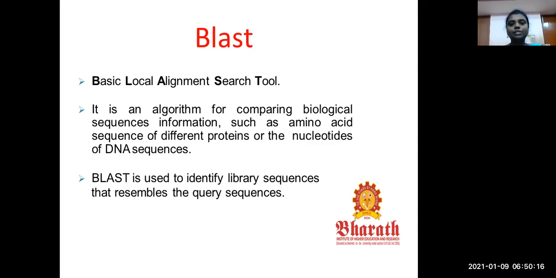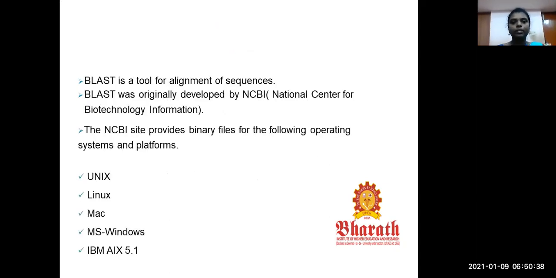BLAST expansion is the Basic Local Alignment Search Tool. It is software created by NCBI. This BLAST is used to identify library sequences that resemble the query sequence. It is a tool used for alignment of sequences. As I told you before, BLAST is the tool for alignment of sequences.